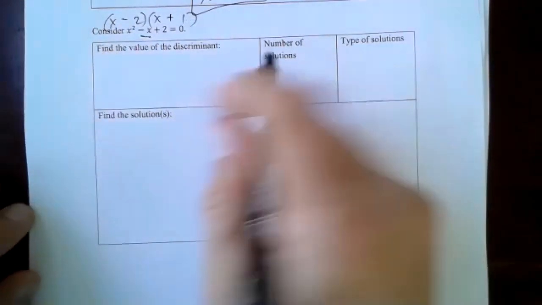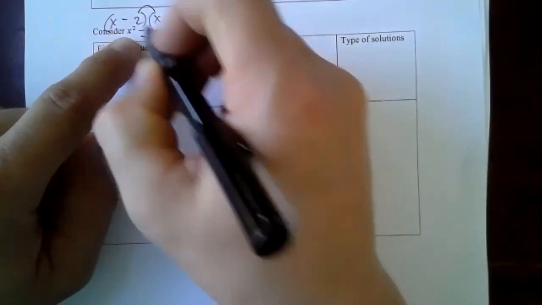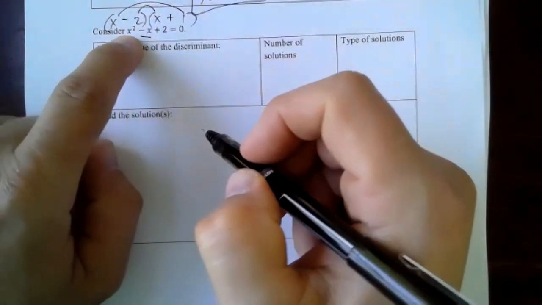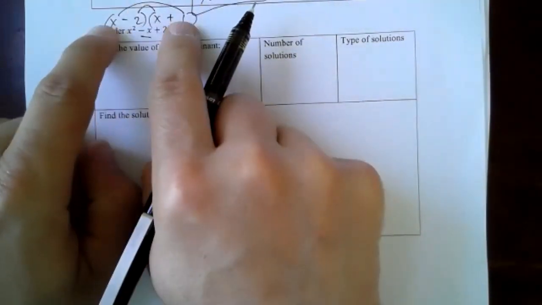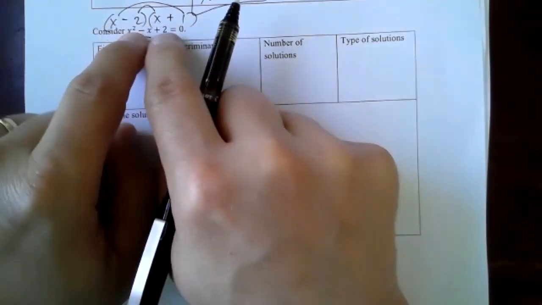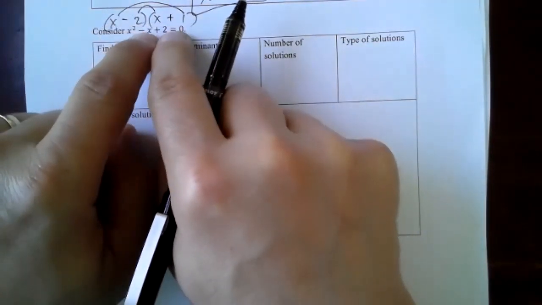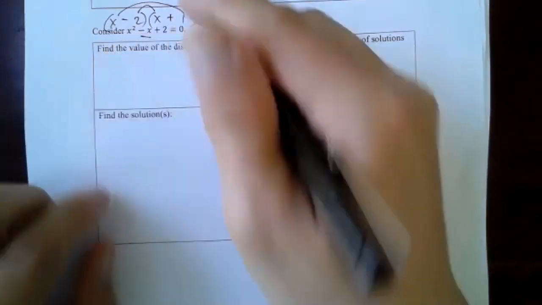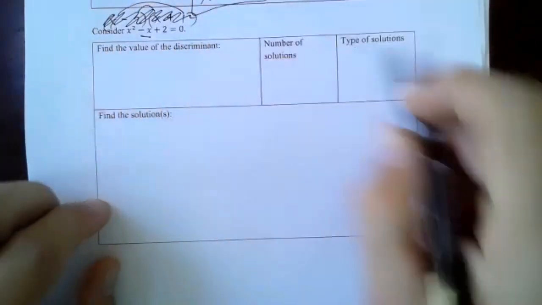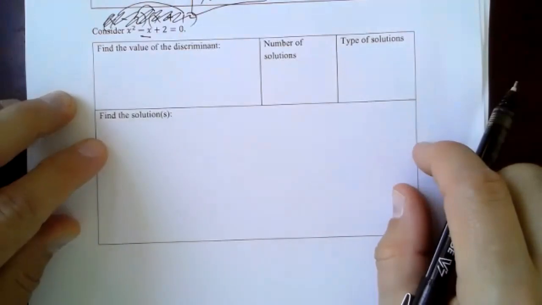Actually, it doesn't. This is not factorable, because if you'll notice here, your inner term is -2 and your outer term is 1. That makes -1. Well, when you multiply these together, we get -2, and that's not going to work out. So factoring doesn't work.